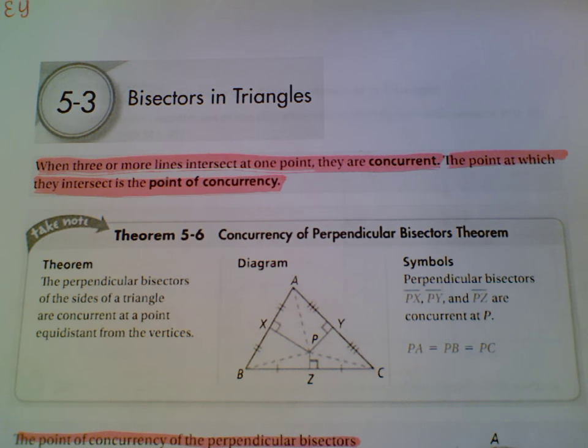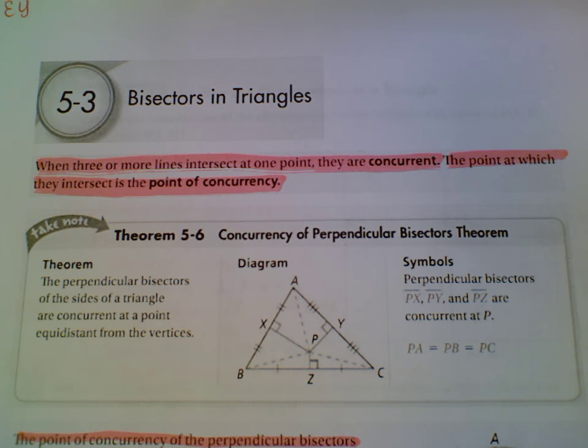Section 5.3 is talking about more bisectors, but you're going to find that the perpendicular bisectors and the angle bisectors will intersect at a specific point. So up at the top, it says when three or more lines intersect at one point, they are concurrent, and the point at which they intersect is the point of concurrency.